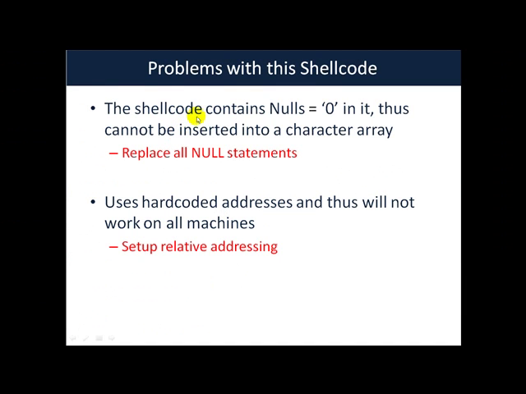One is, we cannot have nulls in the shellcode, and the solution to that is to replace all the null statements with statements which do not have nulls in them. And then, we cannot use hard-coded addresses. Instead, we will have to set up relative addressing. So how do we go ahead and do that?